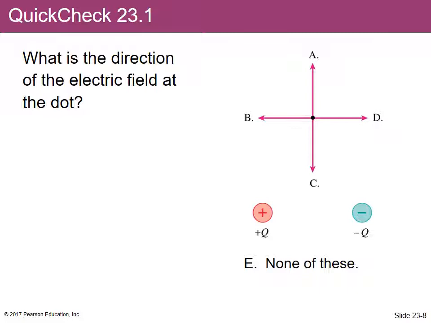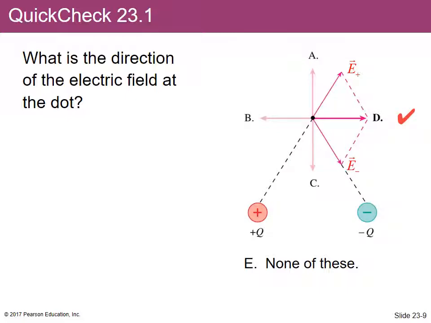What is the direction of the electric field at the dot? The test charge is always a positive test charge. The positive charge produces an electric field up and to the right. The negative charge produces a field down and to the right. The sum of the two vectors is to the right.